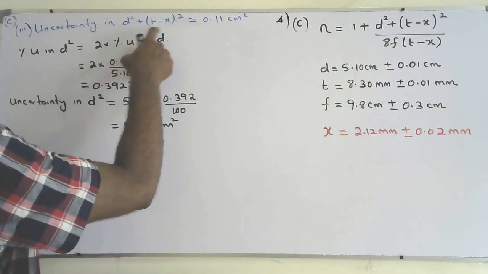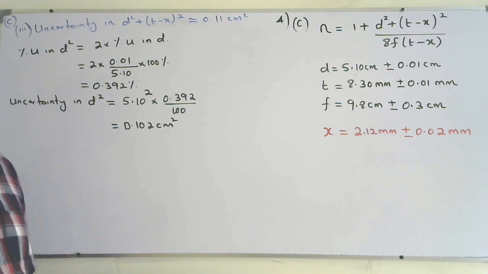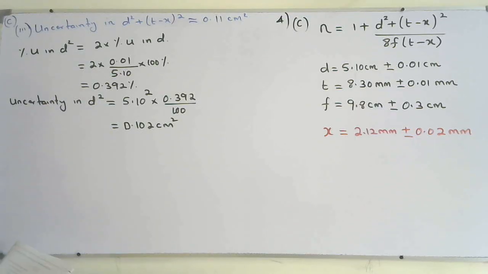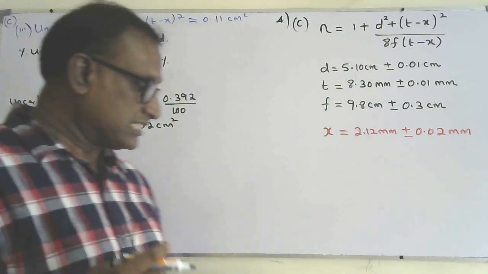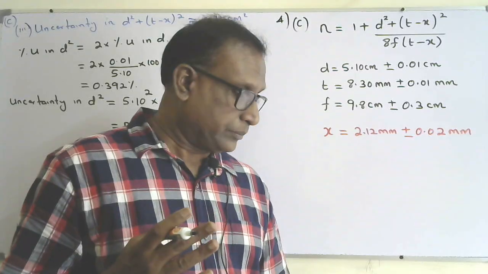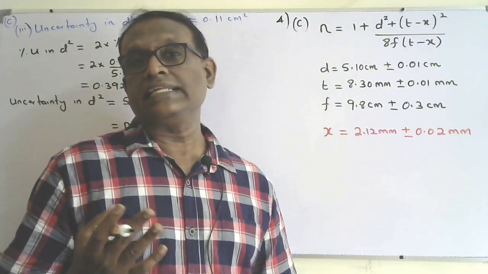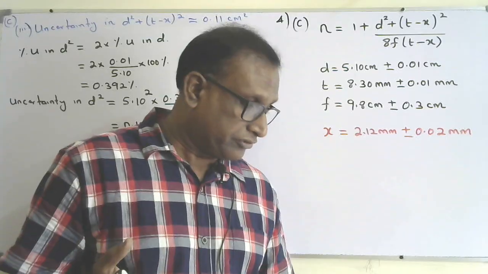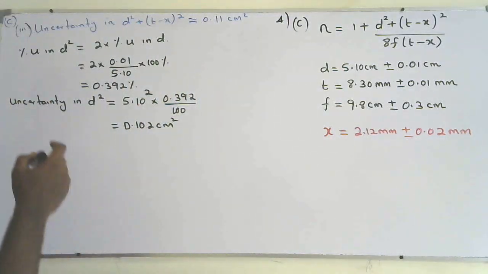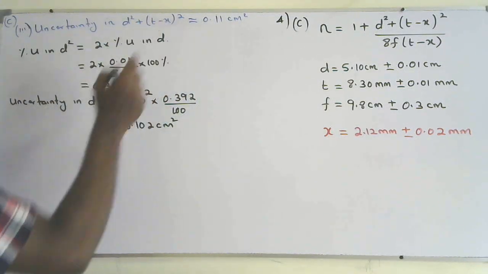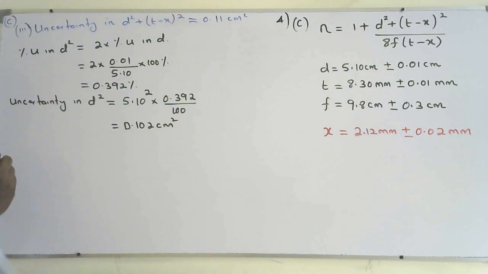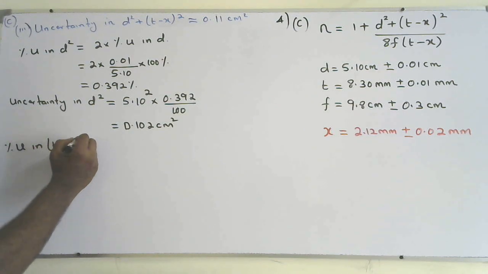Okay, now I need to find the uncertainty in (t minus x) squared. To find it, I know the percentage uncertainty of t minus x. We already found it in the previous part, that is part C, second part. We found the percentage uncertainty in t minus x and we got 0.49 percentage. So I need to find the percentage uncertainty in (t minus x) all squared. We can find it like this: percentage uncertainty in (t minus x) all squared.